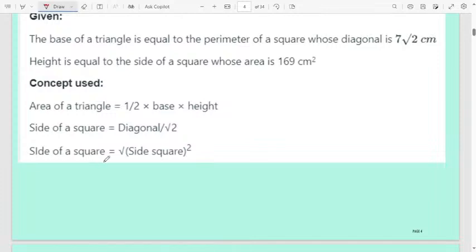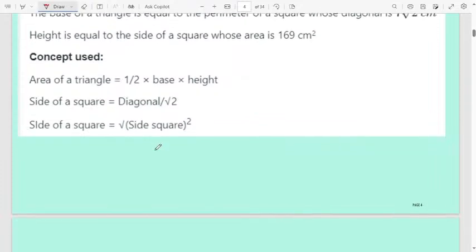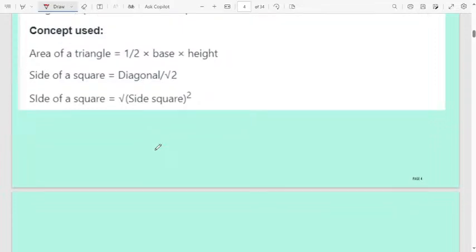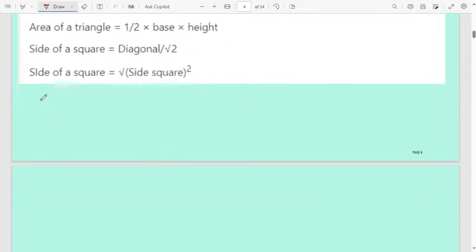Okay, side of a square is side square. Both the formulas I have given here. Use this formula, side of a square, to find out the base. I will draw the diagram once again here. This is the square. They are given the diagonal length. Diagonal length they are given is 7 root 2.